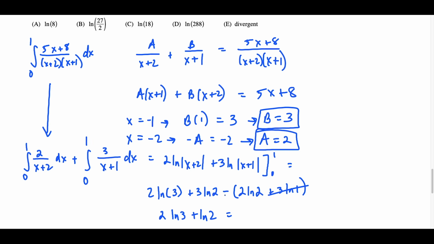But if you look at the answer key, nothing there matches what we have, but we can make it match. I could send this 2 back in as an exponent, and that would give me natural log of 3 to the second power, which is 9, plus natural log of 2, and this is equal to natural log of 9 times 2, which is natural log of 18. So this is going to work out to choice C.